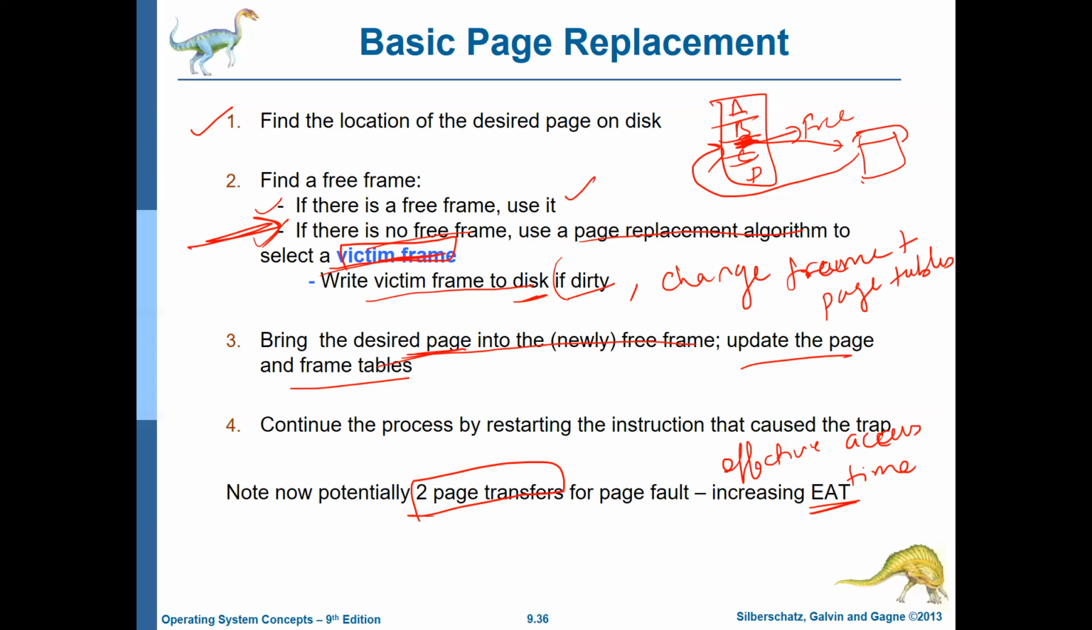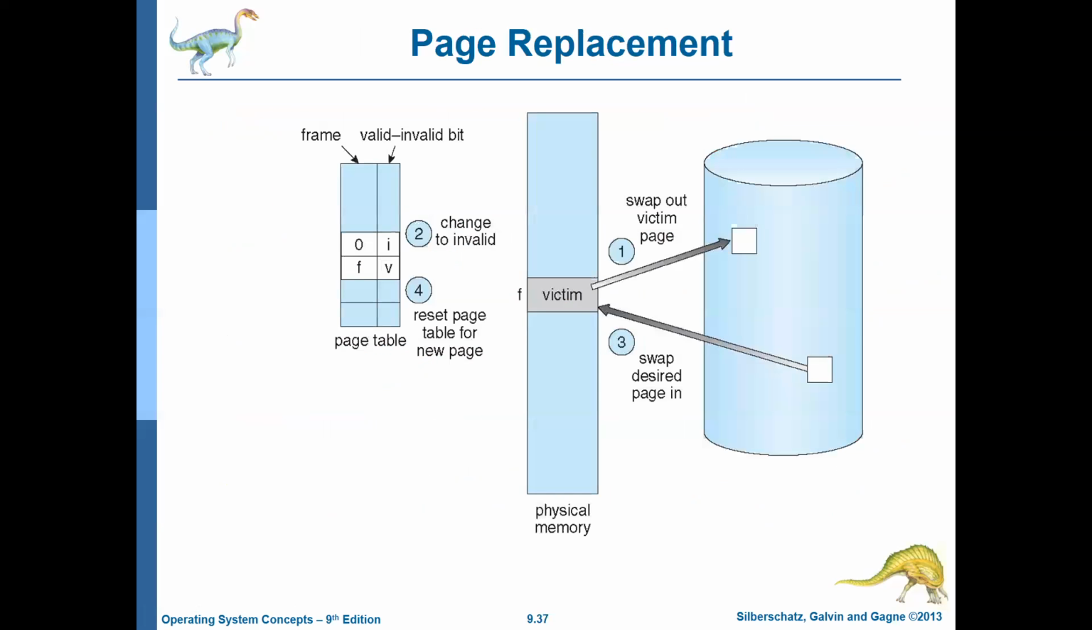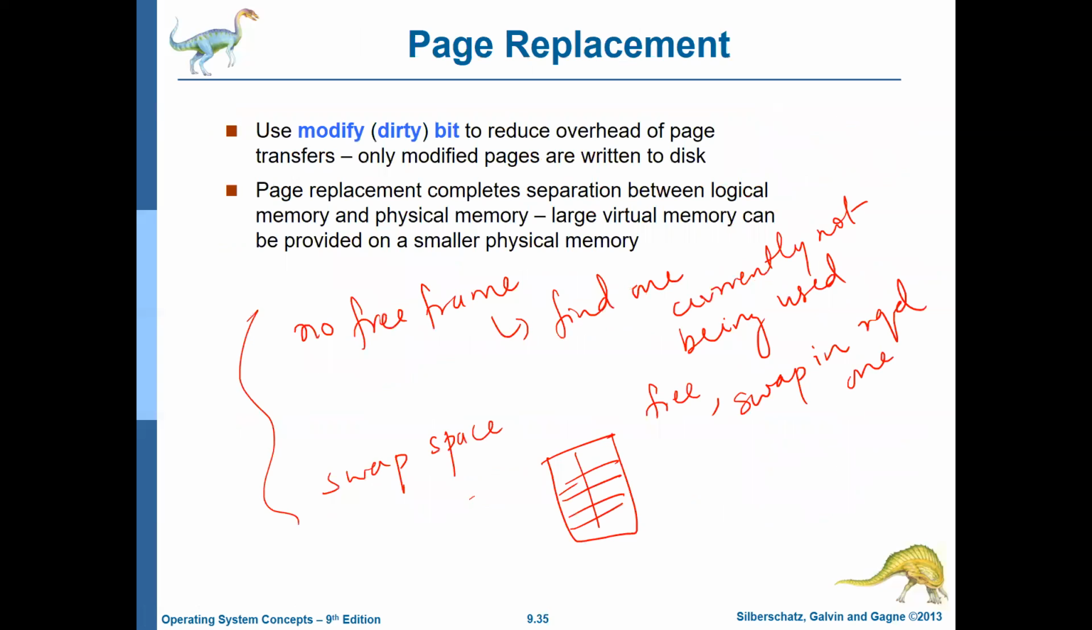Now we can overcome this, or reduce this particular overhead, by using something known as a modify or dirty bit. To reduce the overhead of page transfers, we are introducing a modify or dirty bit. The meaning of that is that only modified pages are written to disk.